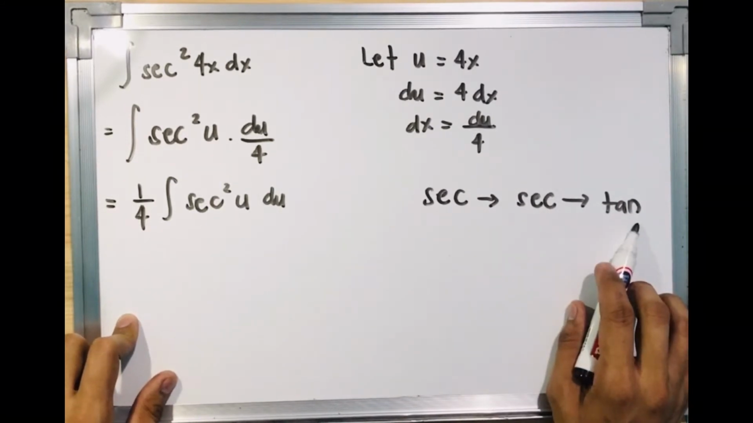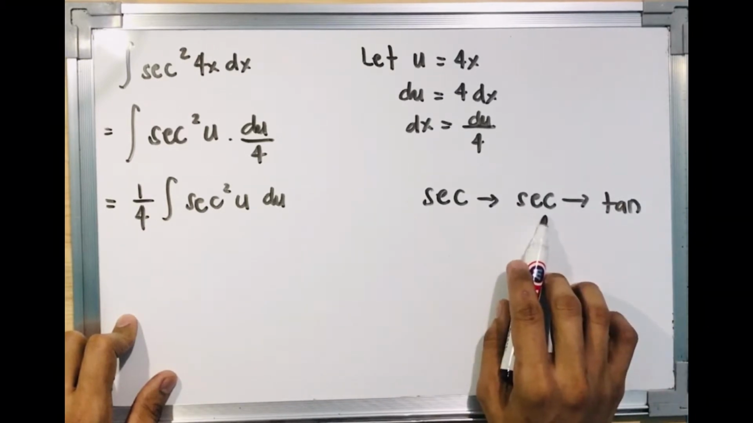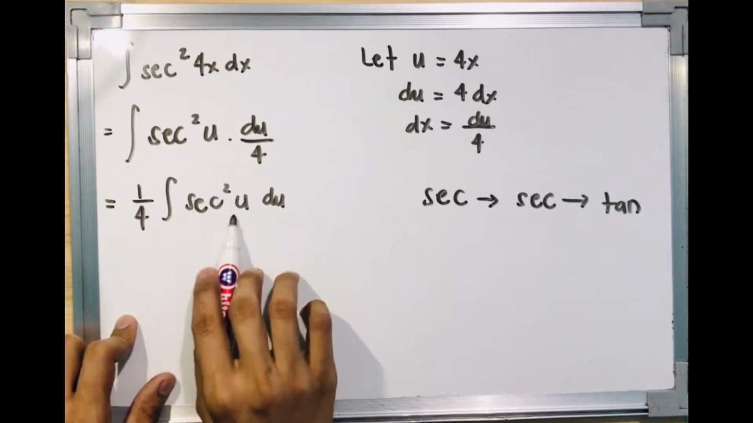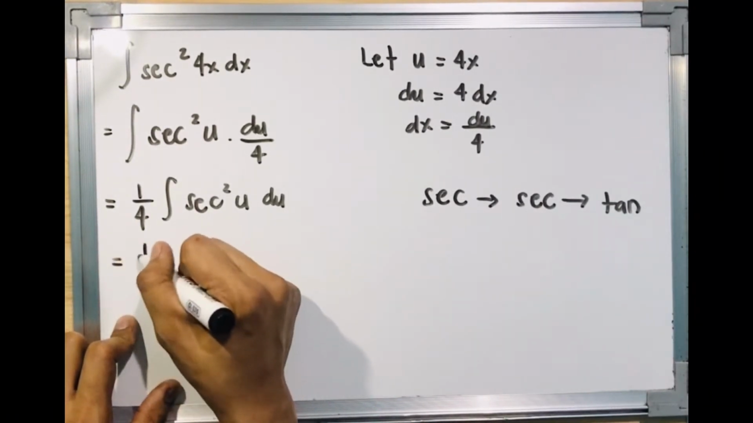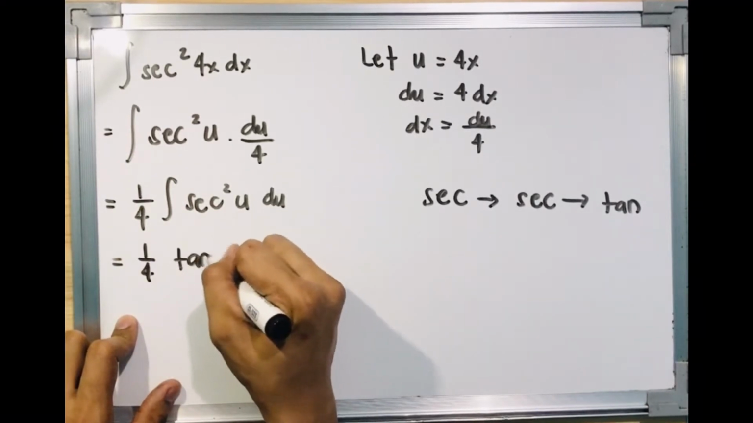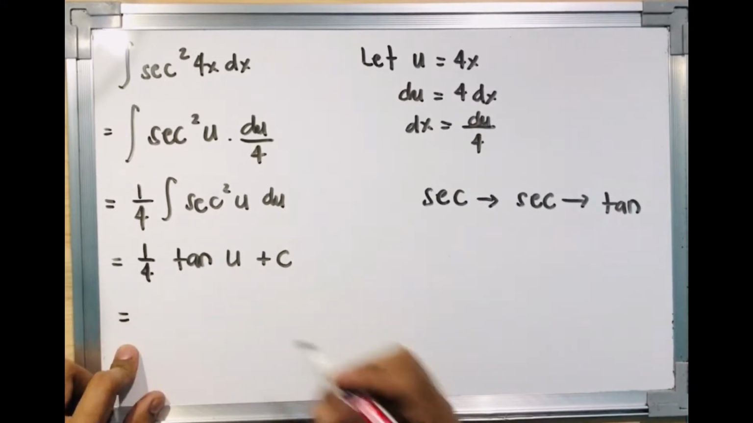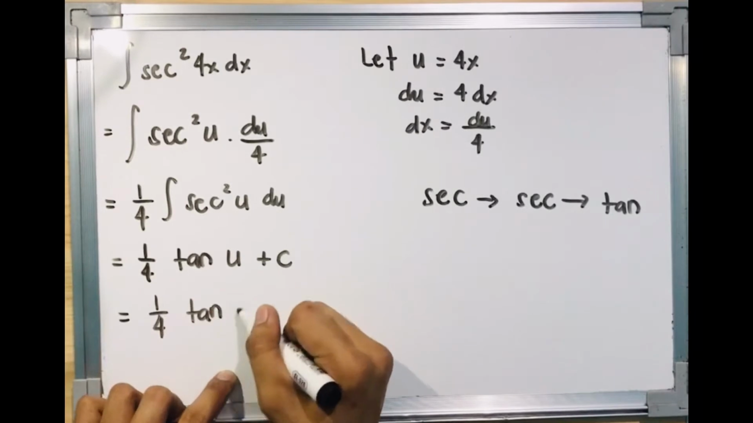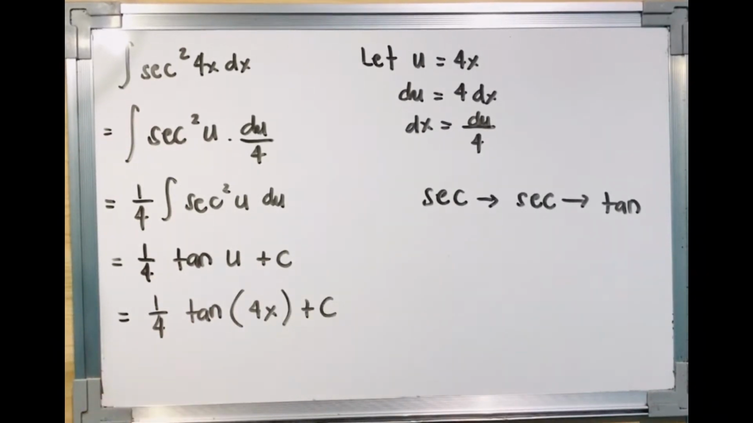So, ibig sabihin, kapag meron kang secant squared, so dalawang secant yon, and therefore the output is equal to tangent. So, the integral of secant squared u is equal to tangent u. Okay? So, that's 1/4 tangent u plus c. So, substitute na lang natin yung value ng u, which is 1/4 tangent of 4x plus c. So, this is the final answer for this problem. Napakadali lang.